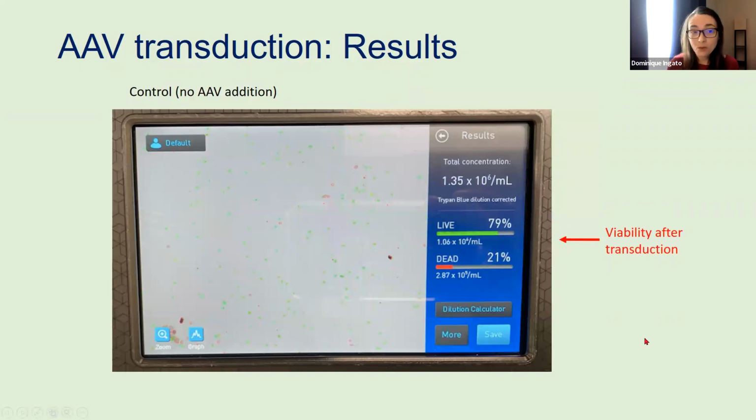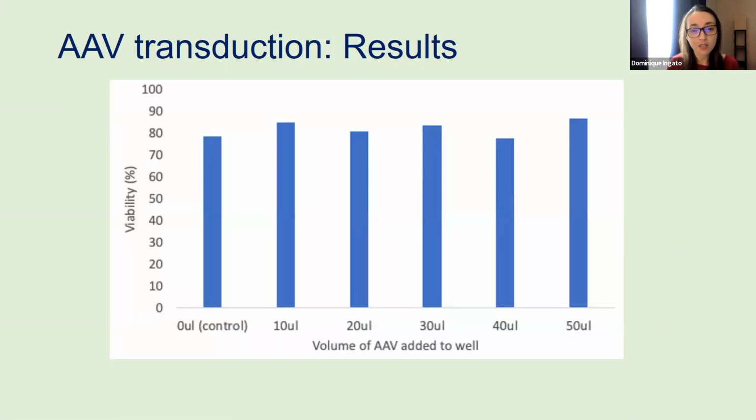One thing that I did want to make sure that we checked here was whether or not our cells were surviving this process when they were transduced with the AAV. Were they still showing similar levels of viability compared to the control? This is a screenshot from our count test for the control where we didn't have any AAV added, and you can see that about 79% of our cells are viable. Then on the next slide, we'll take a look at the viability across the different wells.